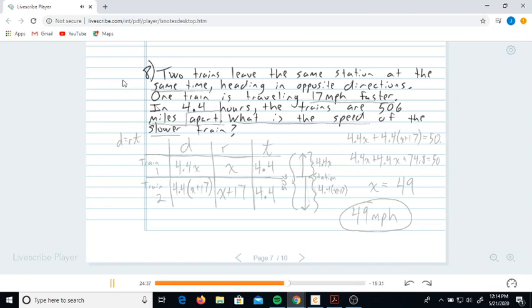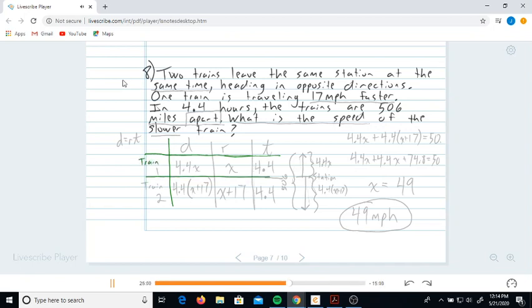So let's look at problem 8. Two trains leave the same station at the same time going in opposite directions. One train is 17 miles per hour faster. After 4.4 hours, the trains are 506 miles apart. What is the speed of the slower train? So like I said, this can be information overload. Whenever you're presented with a bunch of information, you want to start organizing it. So let's go ahead and start organizing it into a chart here.